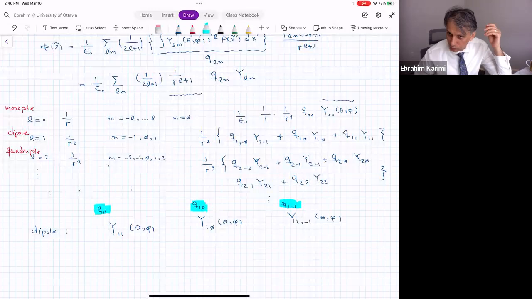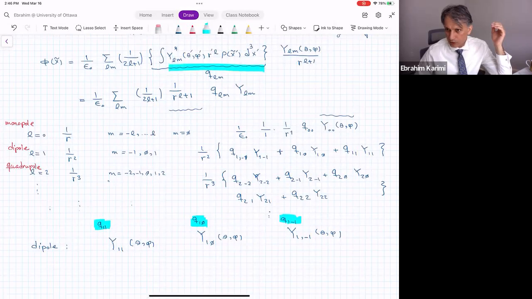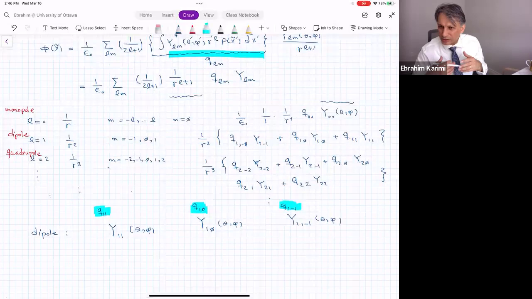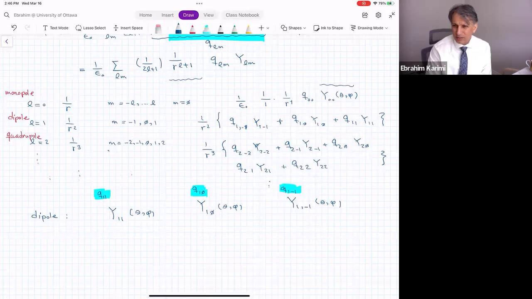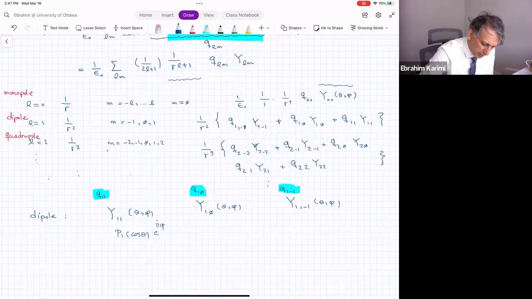How do we calculate the Qlm? We have to go back and look at that expression that we had here. So that depends on the charge distribution. But independent of charge distribution, we can talk about the physics of the dipole. So look at the Y11. Y11 is given by P1 of cosine of theta, e power of i phi. So that will be P1 of cosine of theta, e power of i phi. What about this one? It is P1 of cosine of theta. What about this one? P1 cosine of theta, e power of minus i phi.